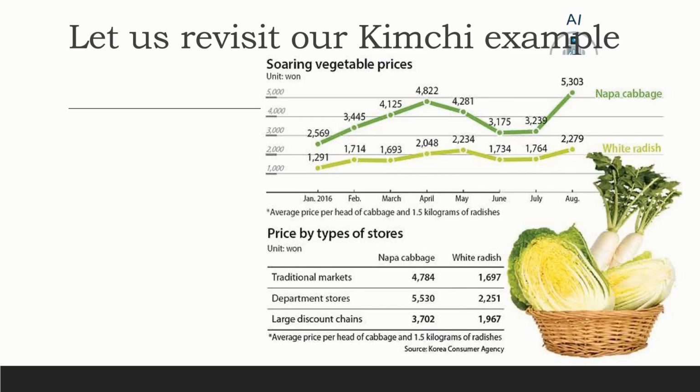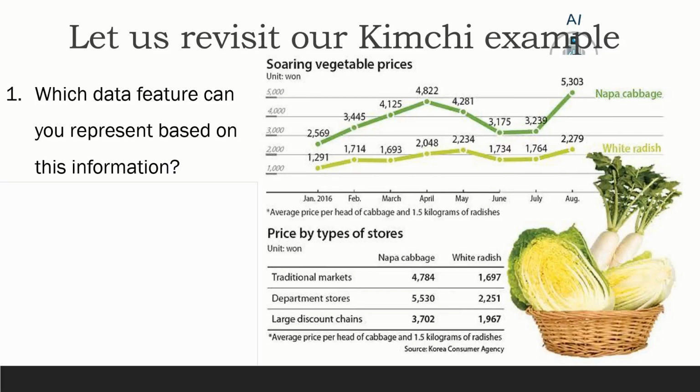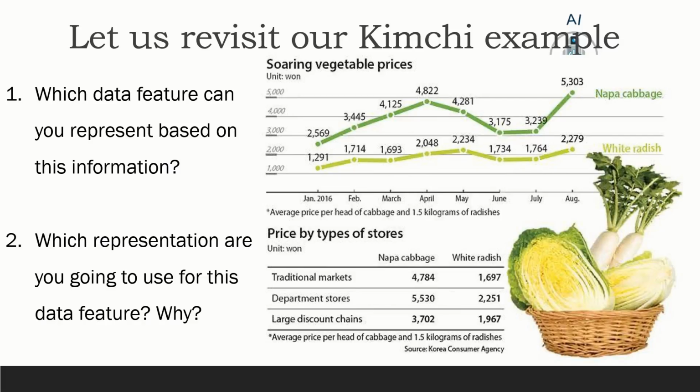Now let us revisit our kimchi example, wherein we found that the cabbage or the Napa cabbage prices were soaring, especially during the kimchi making season. With the data that is given, we can draw a suitable graphical representation. Which data feature can you represent based on this information? We can take the average price of Napa cabbage every month and try to plot a line graph based on this. A line graph will help us understand how the prices are fluctuating over months and which would be the ideal month to purchase Napa cabbage and store.